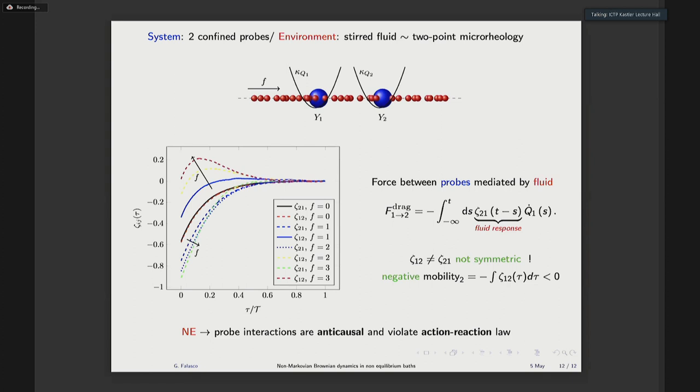So this means that we have essentially a negative response. We move one particle in one direction, and the other goes not in the same direction, but in the other. And this is just a screening effect, because we bring one probe closer to the other, and we screen the second from the original flow created by the external force. So that's an example of what we can do and see with this theory. With this, I conclude, and thanks a lot for the attention.